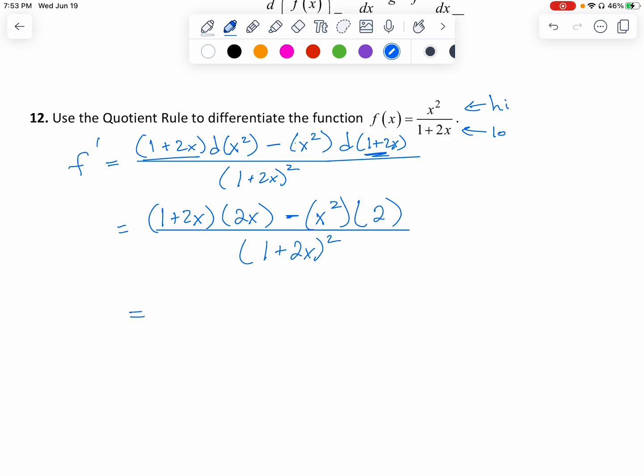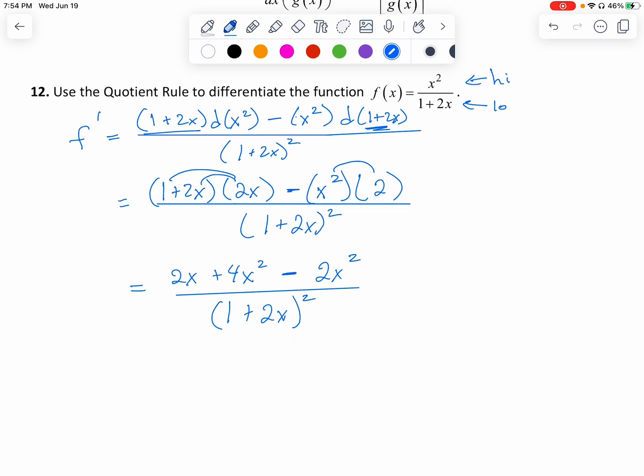All right, now I want to simplify. So I can distribute this 2x into this parentheses, so I get 2x plus 4x squared, and then minus, and then 2 times x squared gives me 2x squared. I would have to distribute that negative if I had more than one term, but I only have one term, so that looks fine. All over 1 plus 2x squared. Again, the denominator, we didn't take the derivative, it's just the denominator squared. All right, and then I can cancel the 2x. Oops, no, I cannot. But I can combine these like terms, the 4x squared and the negative 2x squared, and that gives me 2x plus 2x squared all over 1 plus 2x squared.